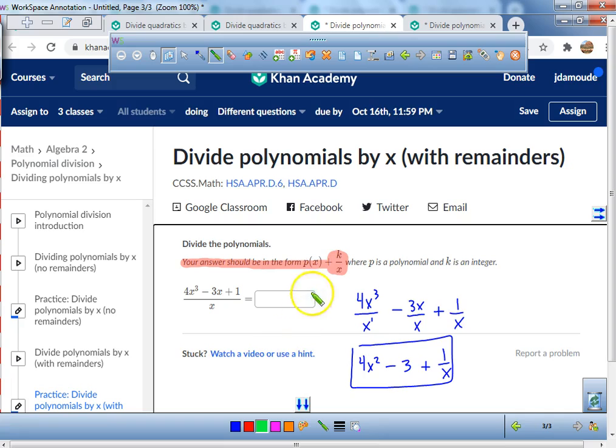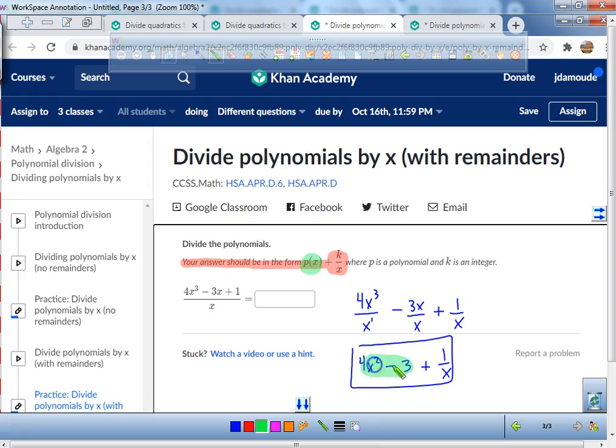Let me show you. Ready? See that p of x right there? That part is this part right here. That's the polynomial. Well, technically it's a binomial, but a binomial is a polynomial. And then right here, where it says k is an integer, 1 is an integer. So technically that's the second part that I'm going to write.